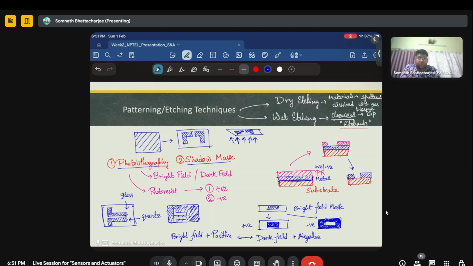Mostly what happens is that everybody uses this bright field mask, and because of that, everybody uses the positive photoresist. And there are issues of environmental stability of this photoresist and everything. So in most of the cases, in all the labs, people generally do that.